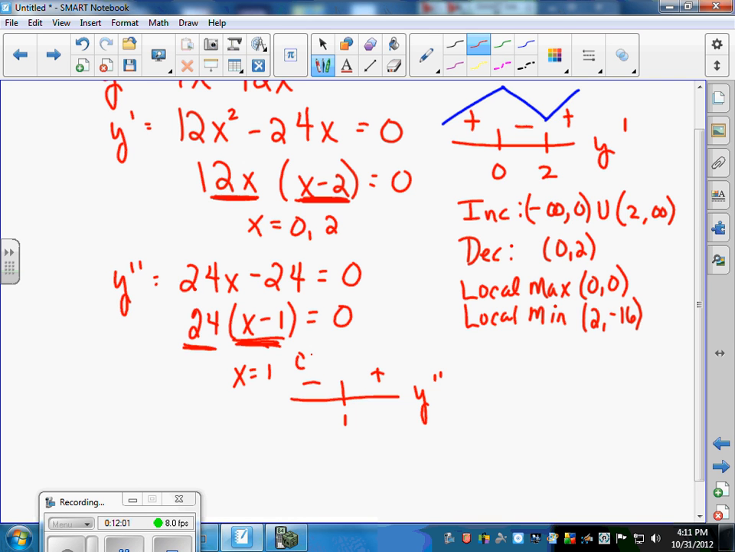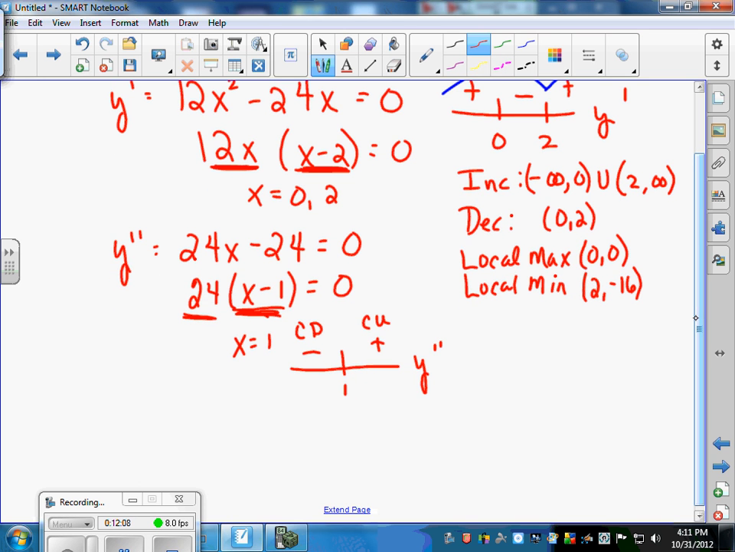So we are concave down, then concave up. A little saying that I've heard before to help you remember those: concave down like a frown, concave up like a cup. So concave down is going to do something like that, and concave up like a cup.